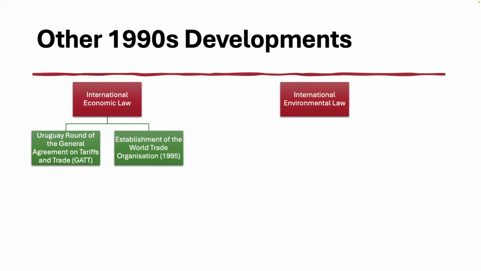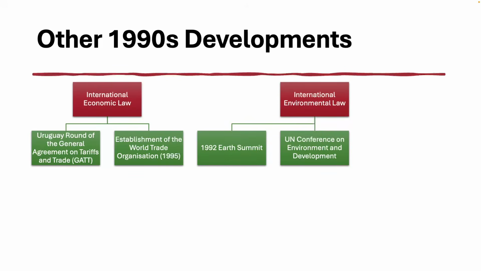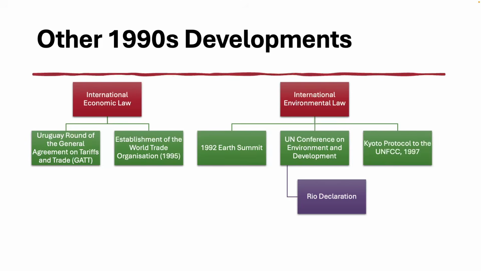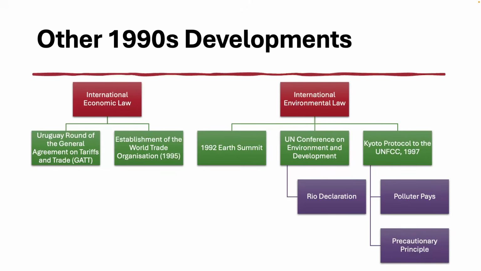In the field of international environmental law, we can see that there is the 1992 Earth Summit, more commonly known as the UN Conference on Environment and Development, which adopted something known as the Rio Declaration. In 1997, you have the Kyoto Protocol for the UNFCCC, which sets a number of targets for greenhouse gas emissions. It's also an agreement which increased attention to a number of very foundational principles of international environmental law, so the polluter pays principle, for example, and the precautionary principle. Again, more on this in future lessons for international environmental law specifically.